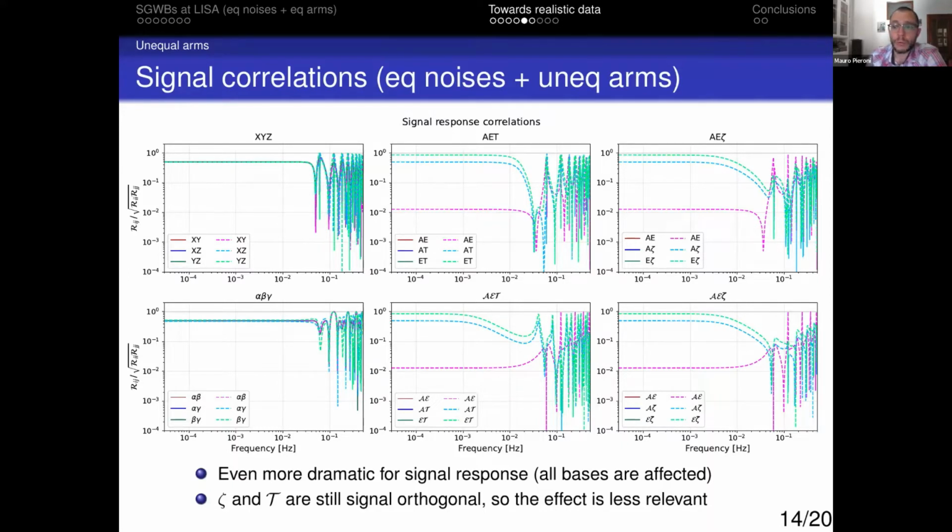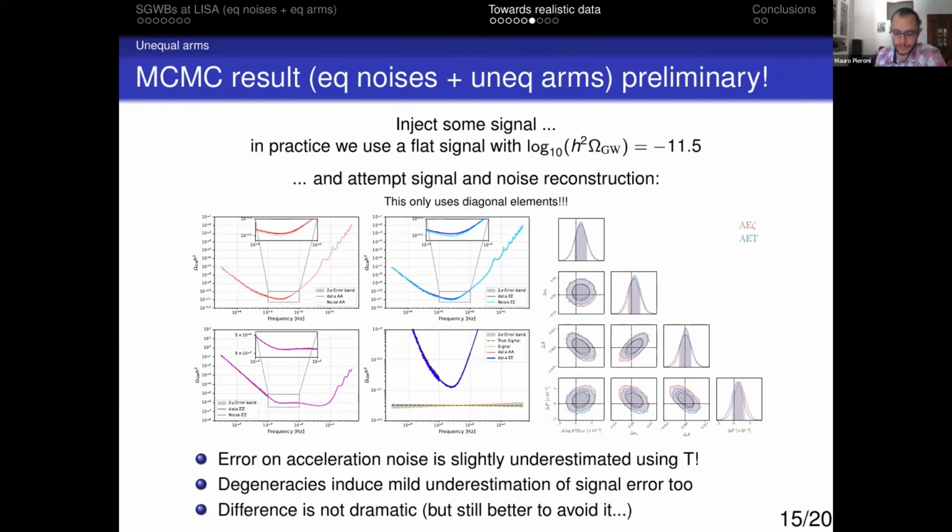Okay, so one extra thing I want to show you in the unequal arms, equal noise case is what happens if I try to attempt some signal reconstruction. So here what I'm doing is to inject some signal, just a flat signal with some fixed amplitude. This is a quite large signal. The SNR is of the order of a couple of hundreds. For the reconstruction, what we use is just the diagonal elements. So we want to see what is the impact of neglecting correlations in AEZ, AET.